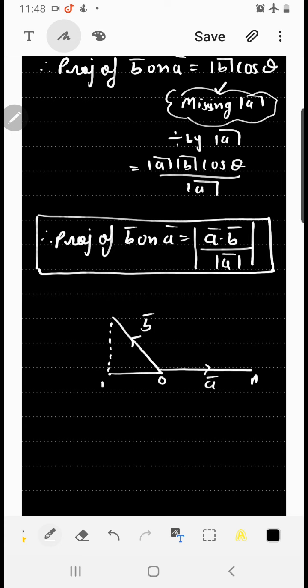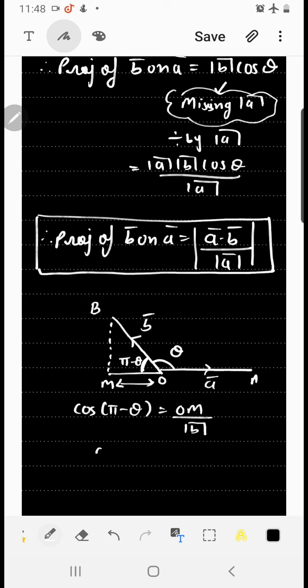Okay, so this is O, A, M, and this is B. This is theta. Now tell me, if I want to find OM, I need this angle, and this angle is 180 minus theta. So if I go for cos of 180 minus theta, am I not going to get OM upon mod of B? So what is OM?